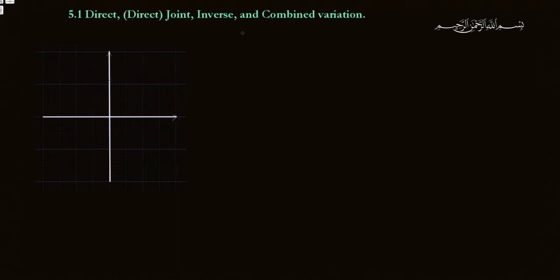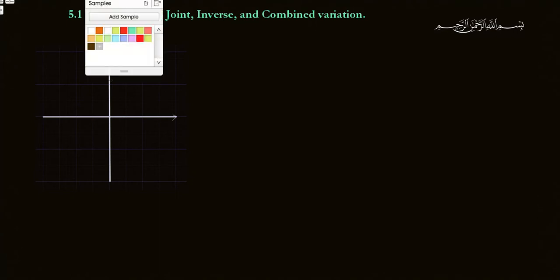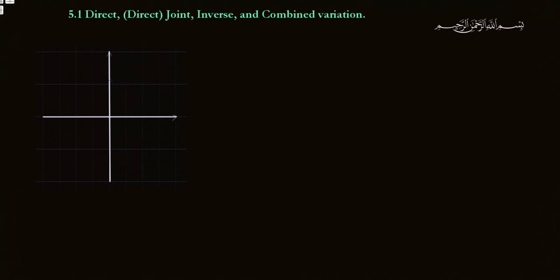Bismillahirrahmanirrahim. Today I'd like to talk about direct variation and direct joint variation, inverse variation, and combined variation. Well, what does that all really mean? Well, this is when two variables are linked to each other.